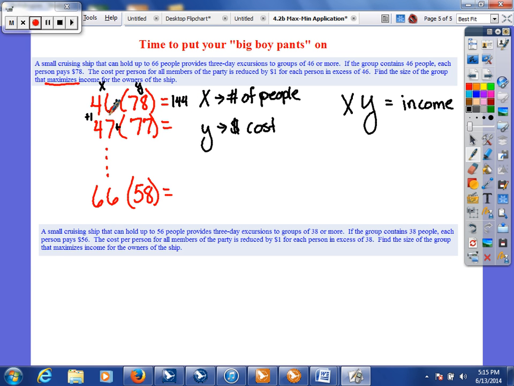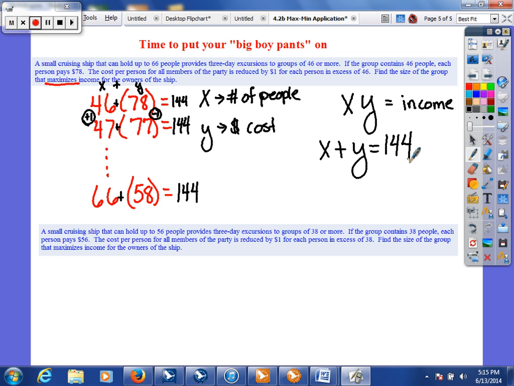Notice if I added 1 to 46, I get 47, and I took away 1. An addition of 1 and subtraction of 1 cancel each other out, and guess what we get as a sum? Still 144. So there's a pattern here, that whatever two numbers we have, they're going to add to 144. So if you think about it, instead of using 46, 78, and 47 and 77, let's use X and Y. So in other words, X plus Y has to equal 144.